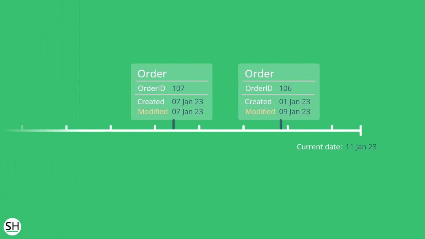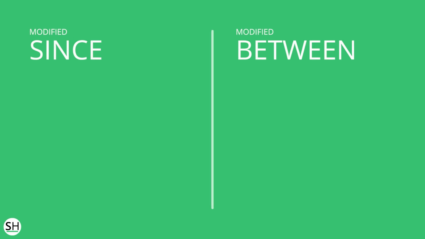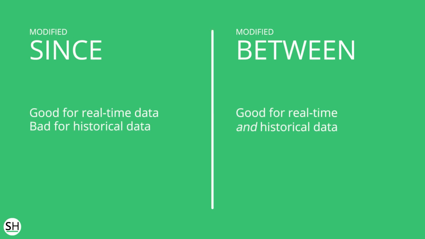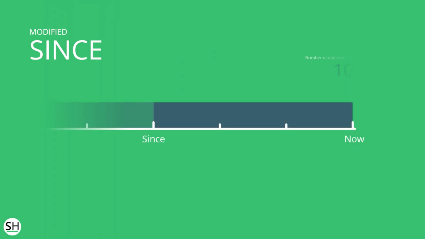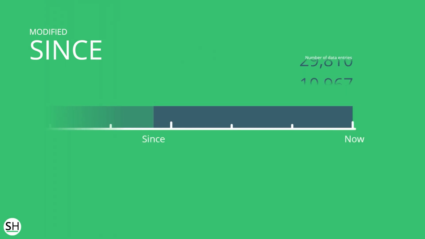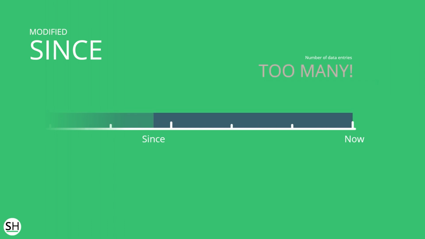So how do we do this? Well, there are 2 classes of date modification filters: modified since filters and modified between filters. Modified since filters will generally use the if modified since header and is great for real-time data, but can struggle when doing an initial download of historical data, as the payload sizes can be massive.